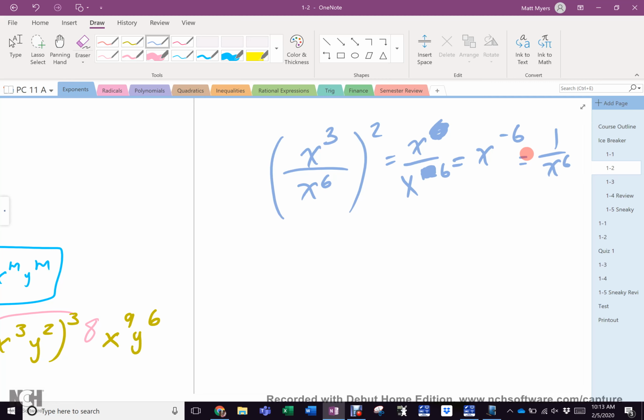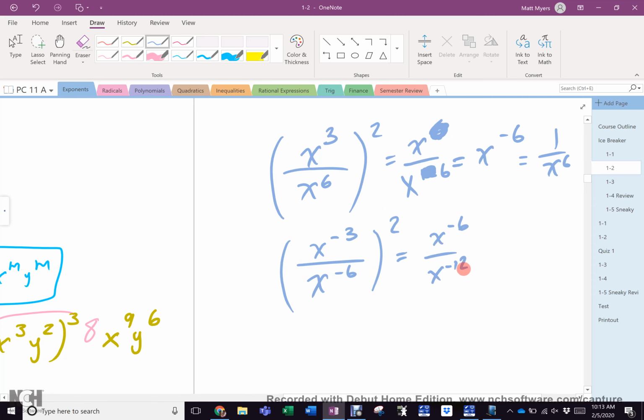Now, what if this happens the other way around? So for example, I have something like this: x to the negative 3 over x to the negative 6, all squared. Now what am I going to have? If you want to simplify in the 2, you're going to have x to the negative 6 over x to the negative 12, right? Where does that negative go? But it has to move down here, yes? And where does this one go? Up top, x to the 12th. And now, what's 12 minus 6?